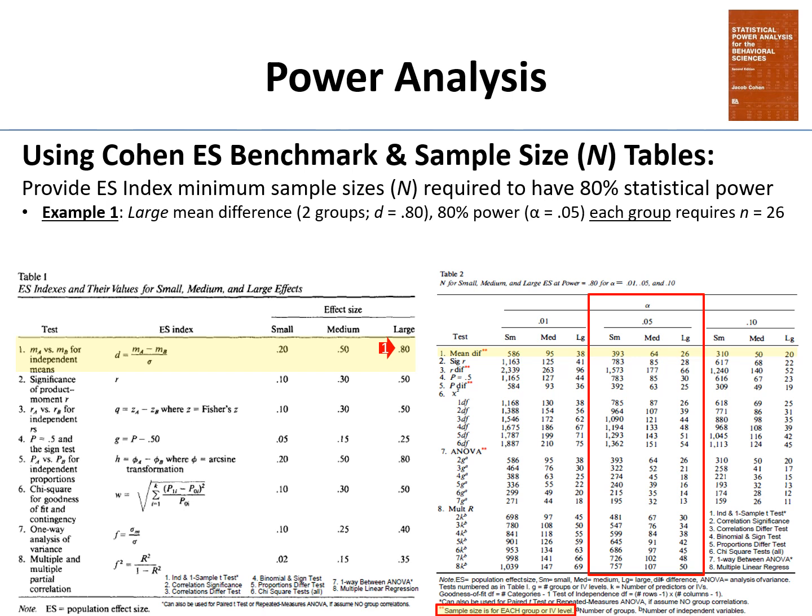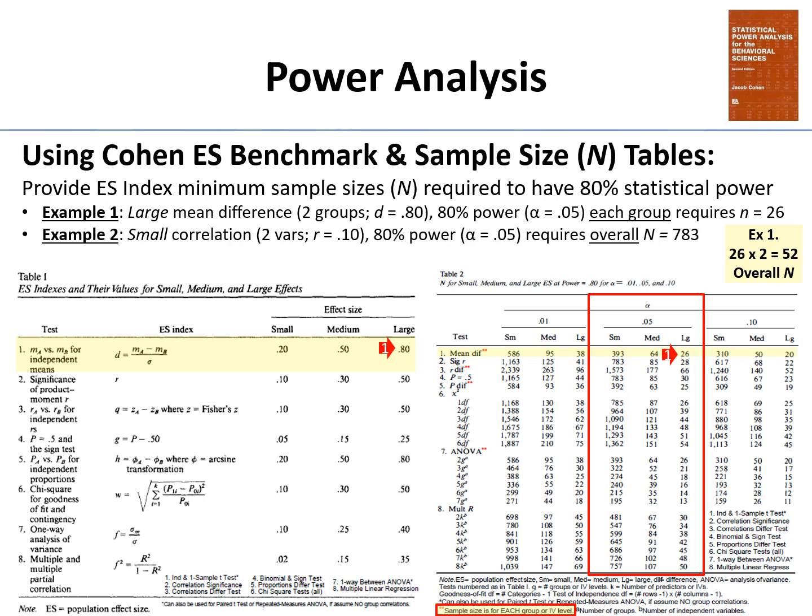And so in this case, we need 26 per group. So that is a total of 52 total participants for this study of large mean differences to have 80% power, alpha of 0.05, and 26 of that is in each group. How about for a small correlation, 80% power, alpha of 0.05?